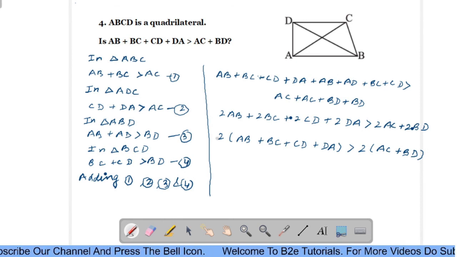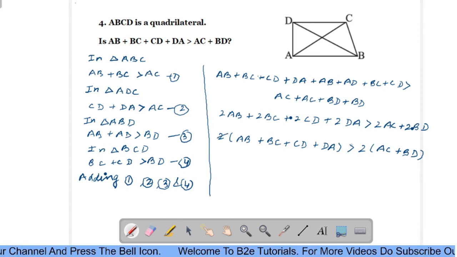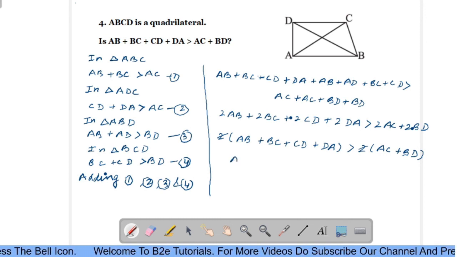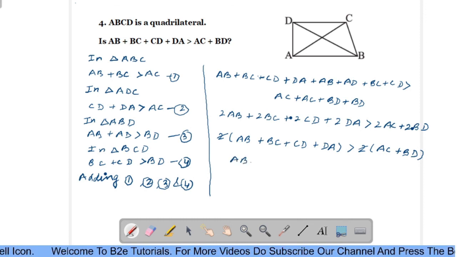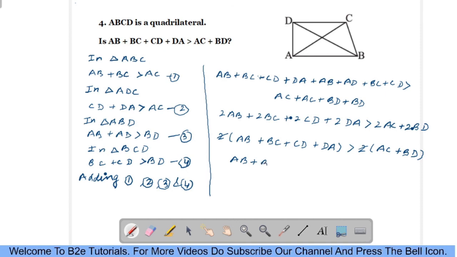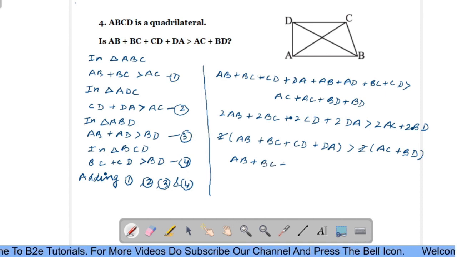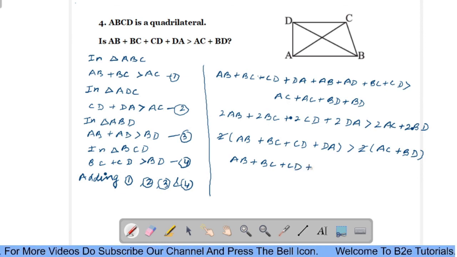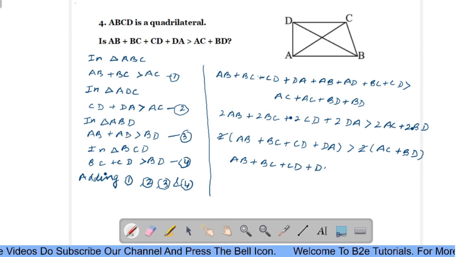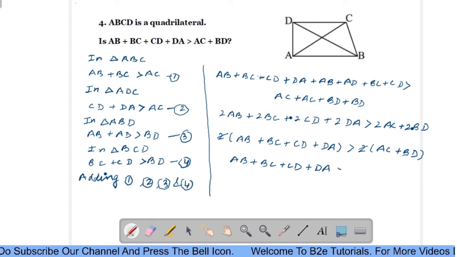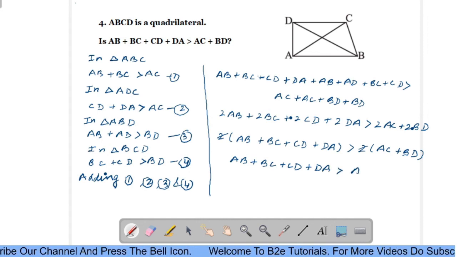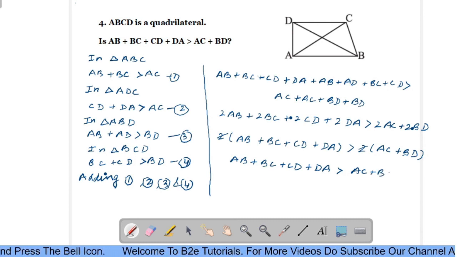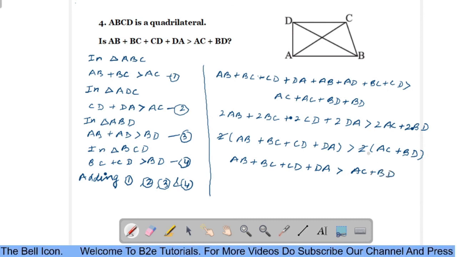Here you can cancel this 2 and these 2. What is left? AB plus BC plus CD plus DA is greater than AC plus BD. Now come to the next part.